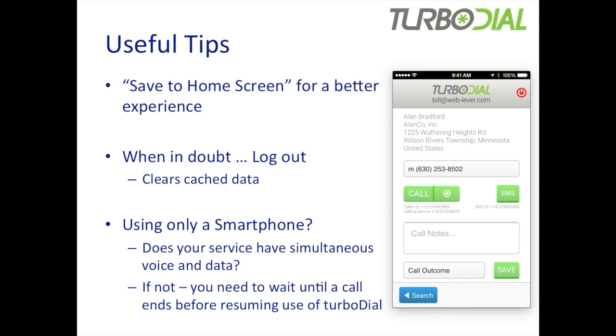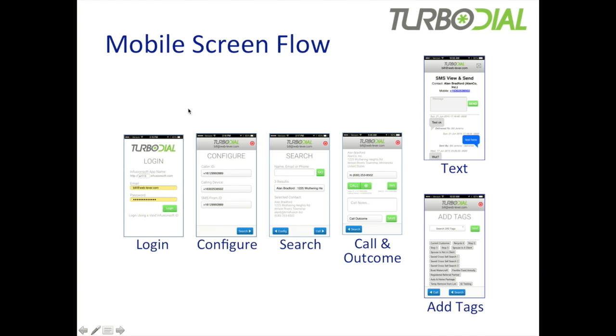Okay, so we've just walked through all of the screens and how to use the different features in turboDial, from logging in, configuring your caller ID and your calling device and your SMS to phone numbers. We showed you how to search for any contact in your Infusionsoft account and select a contact. We showed you how to make calls and send text messages to that contact, and to view and add tags for that contact. So that's the features of turboDial Mobile.